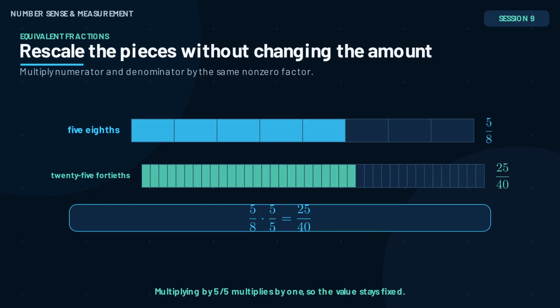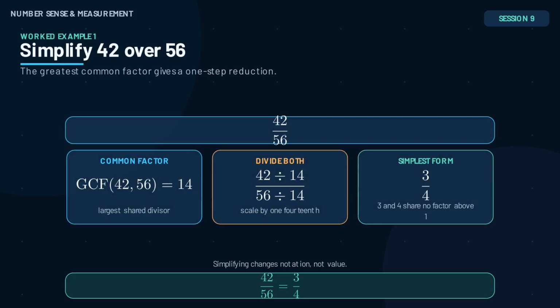Find a fraction equivalent to 5/8 with denominator 40. 8 is multiplied by 5 to reach 40, so multiply the numerator by 5 as well. 5/8 becomes 25/40. Numerator and denominator change together by the same non-zero factor, which preserves the ratio and the number line position.